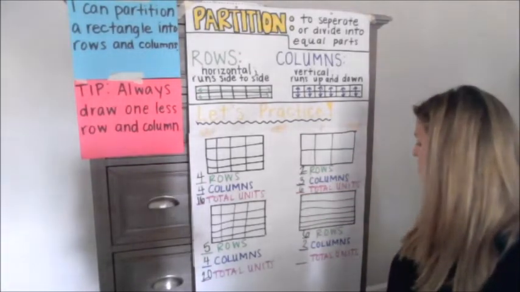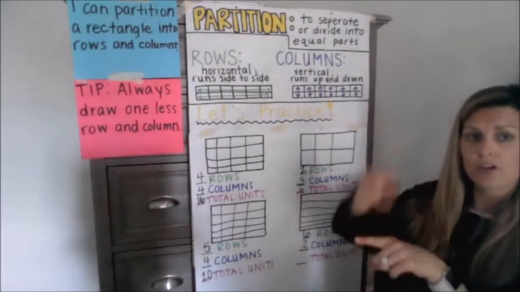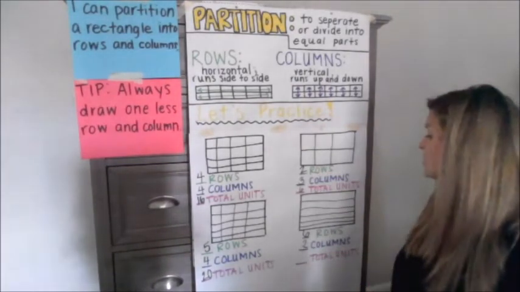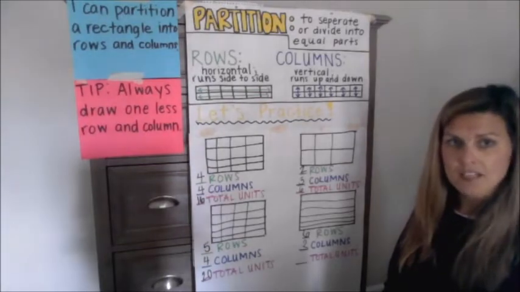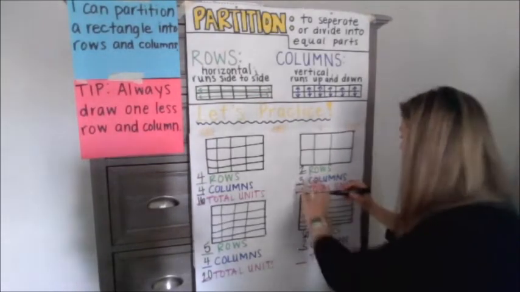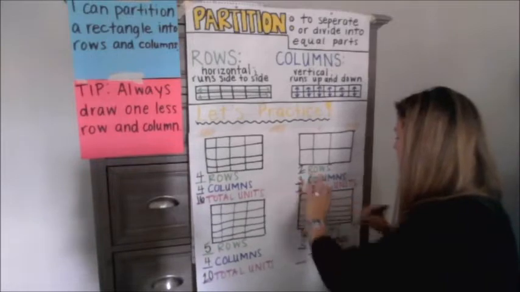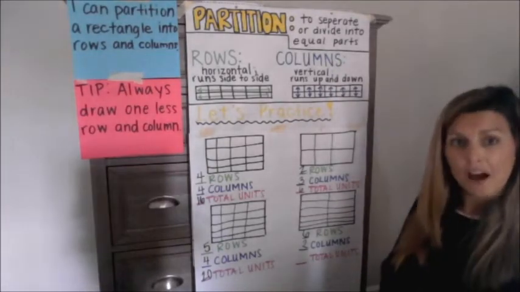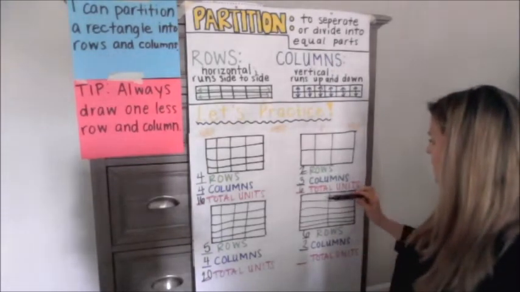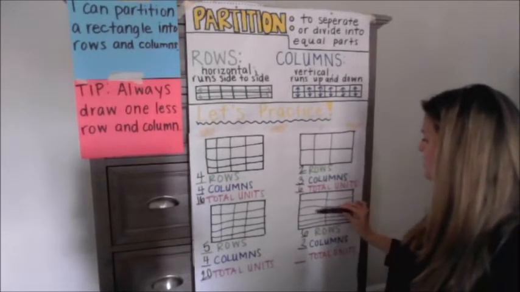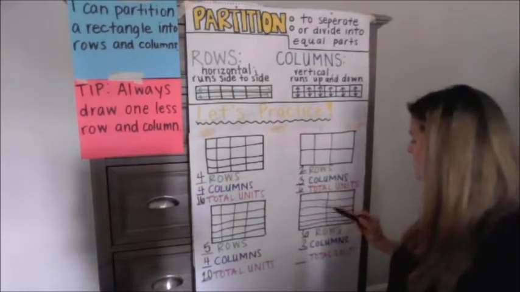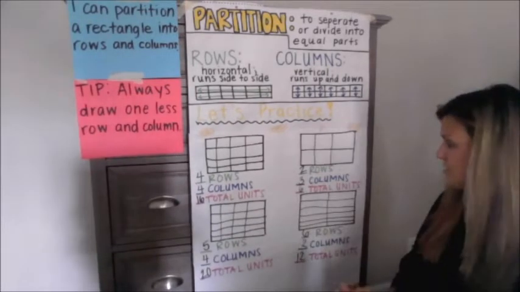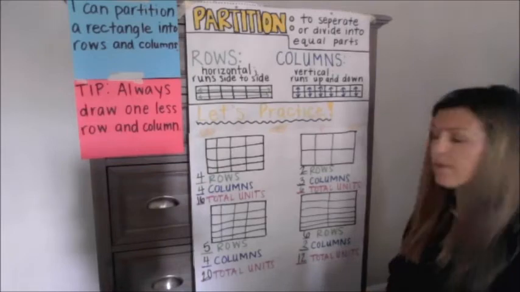Now let's do our columns. We need 2 columns. Columns go up and down. So in order to get 2 columns, we need to draw 1 less line, which would be 1. So we'll draw one right down the middle. Okay, so now because we have our 2 columns, to get our total units, we can count by 2s again. So let's do that together. 2, 4, 6, 8, 10, 12. So we have a total of 12 units. Okay, so good job, guys.